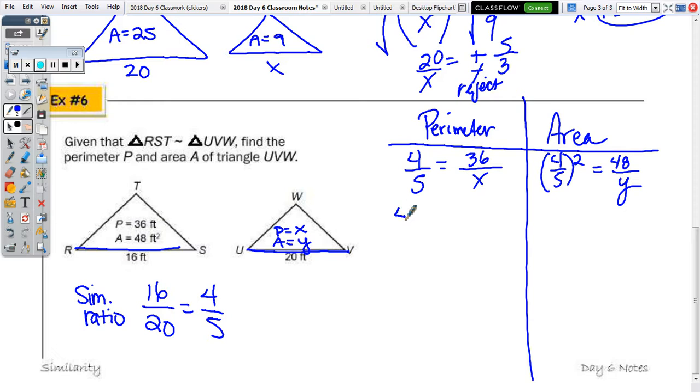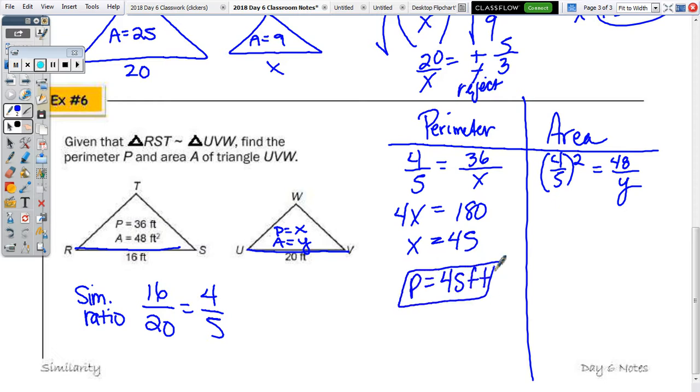So now I have 4x equals 5 times 36. 5 times 6 is 30. Carry the 3. 15 plus 3. What do we get? 5 times 36 is 180. 180 divided by 4 is 45. So our perimeter is 45 feet.